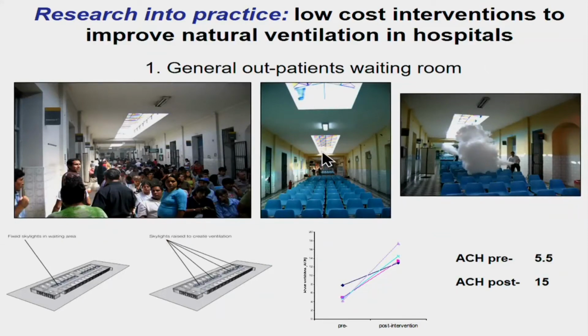I taped up the aperture I'd made with plastic sheeting, let off my CO2, measured the air exchange, and then ripped away the plastic sheeting and measured the air exchange in the same experiment. And unsurprisingly, here we are, 5, 6, 7 air changes with the old system, 15, 16 odd air changes with the new system. So a very nice little intervention, costs $500 or something to do that.